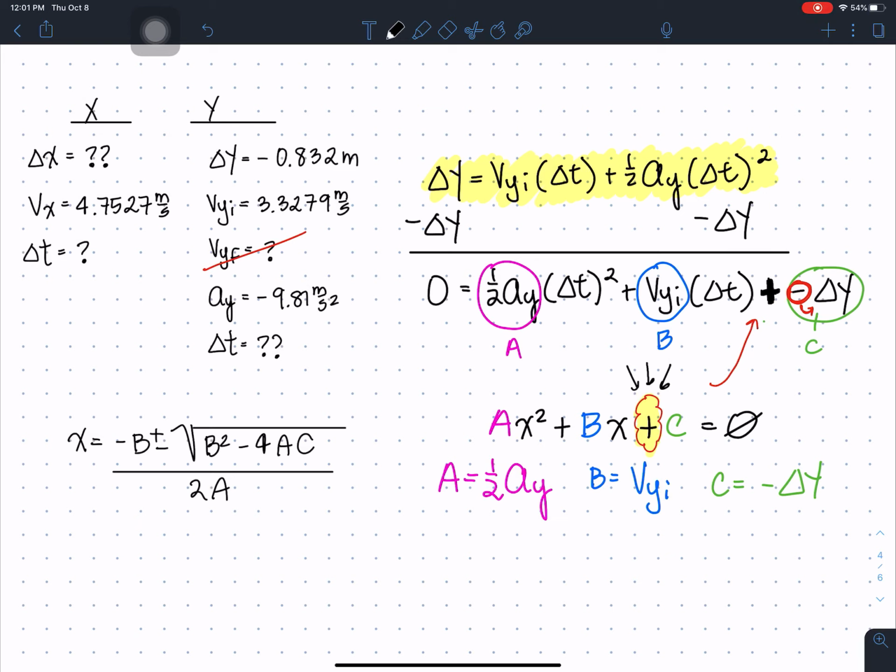When we list out our coefficients and our constants, that would make coefficient capital A equal to 1/2 acceleration in the y. Coefficient B would be equal to Vy initial, and constant C would be equal to negative delta y. So I'm just going to emphasize the fact that there is a negative delta y and that the negative sign must be included in your constant.